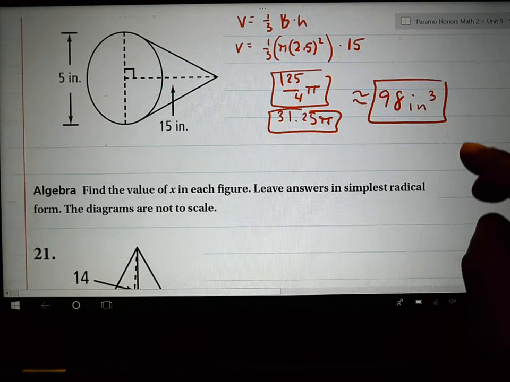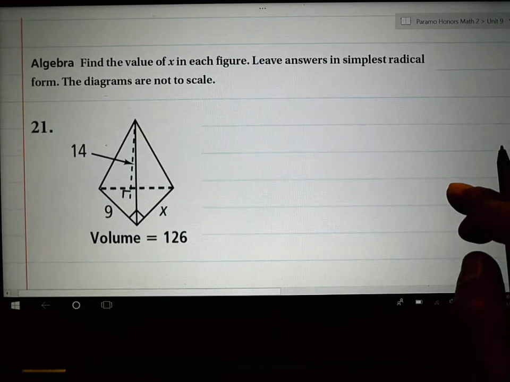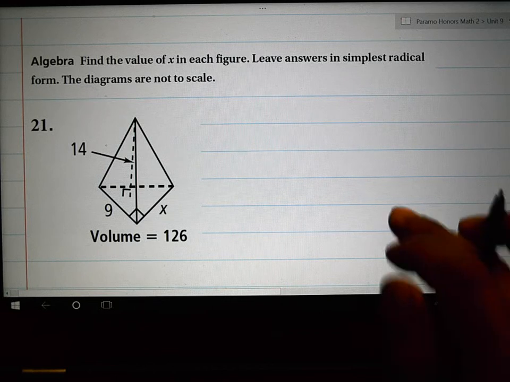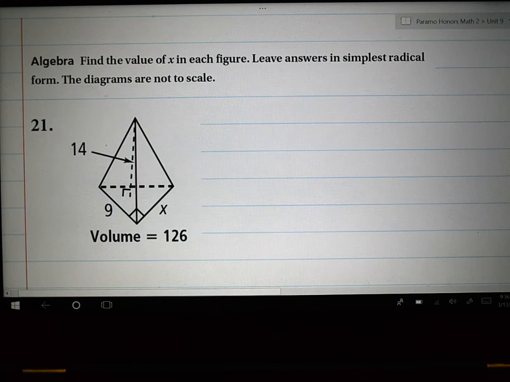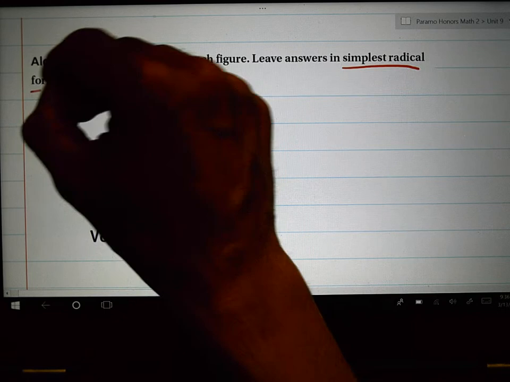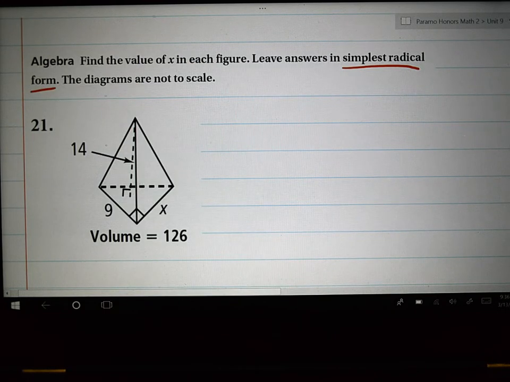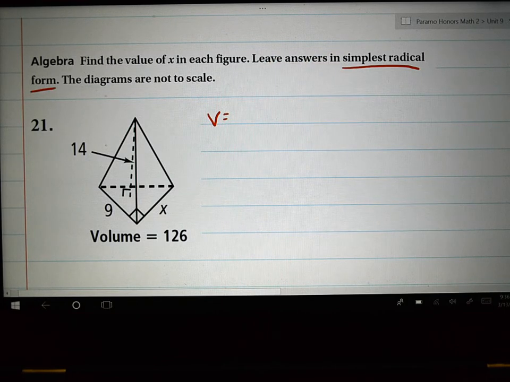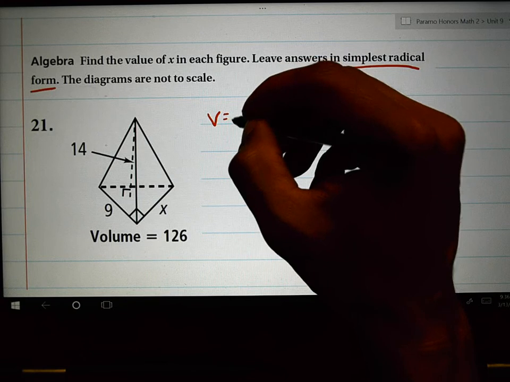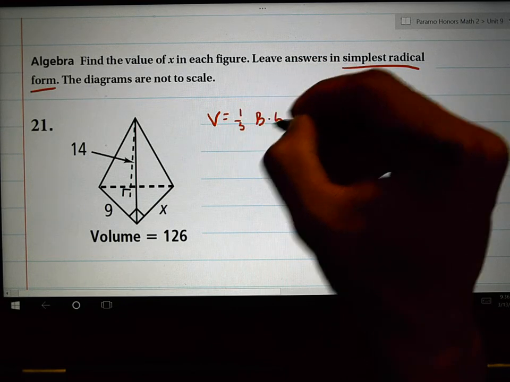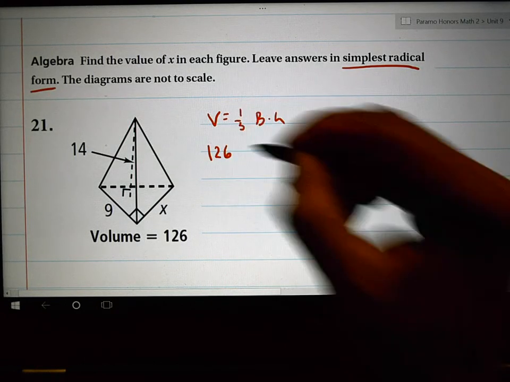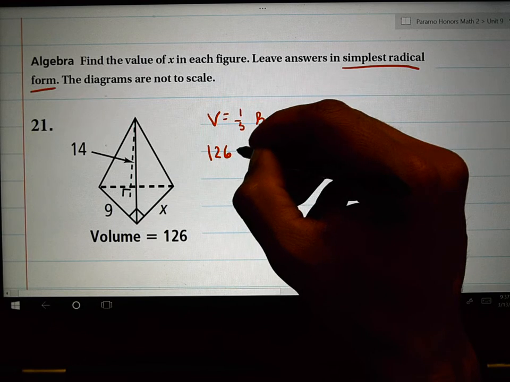Last example. They give you the volume. You have to find x. We have to find our answer in simplest radical form. I know how to find the volume of a pyramid. The volume of the pyramid is 1/3 big B times H. They give me the volume. They say the volume is 126 cubic inches. Or not cubic, units cubed.